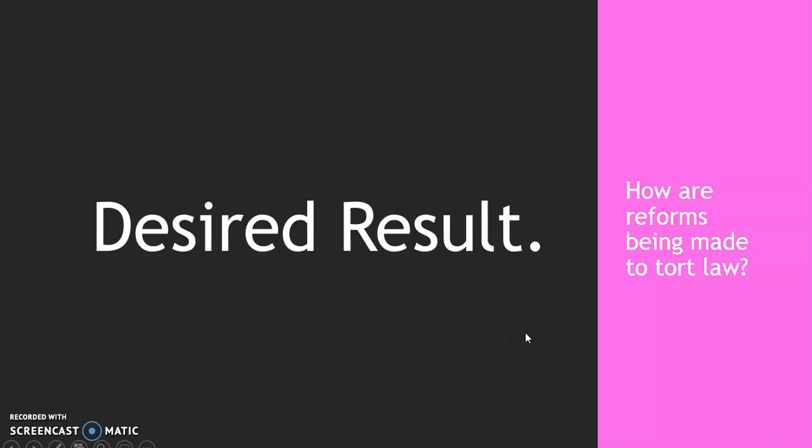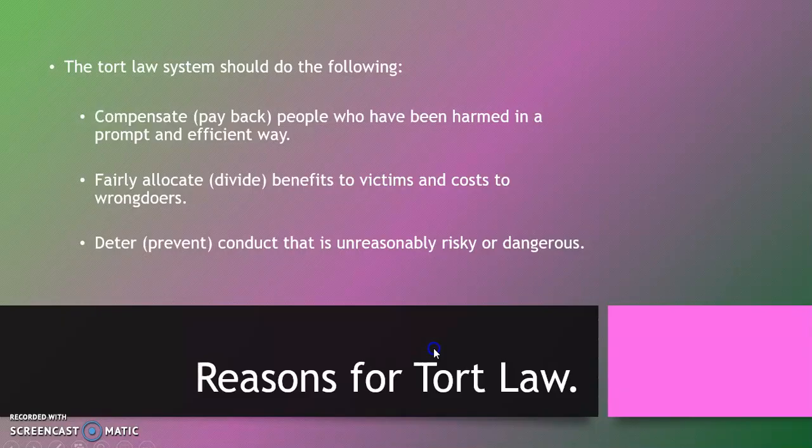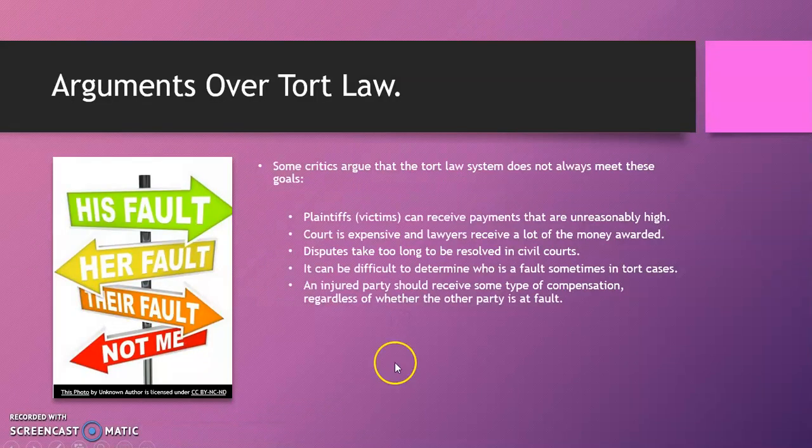Desired result: how are reforms being made to tort law? So, reasons for tort law. The tort law system should do the following: compensate, or pay back, people who have been harmed in a prompt and efficient way; fairly allocate, or divide, benefits to victims and costs to wrongdoers; and deter, or prevent, conduct that is unreasonably risky or dangerous.